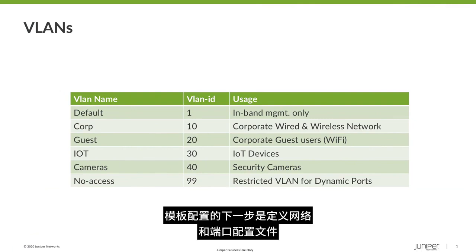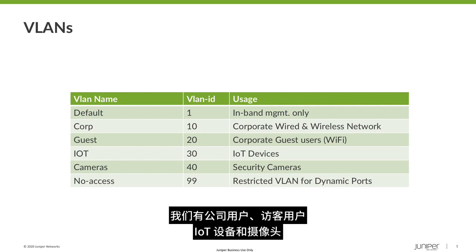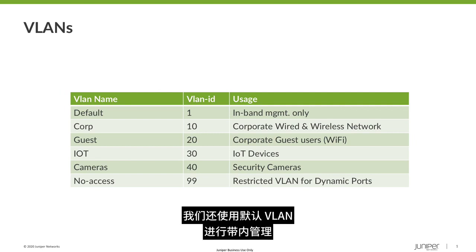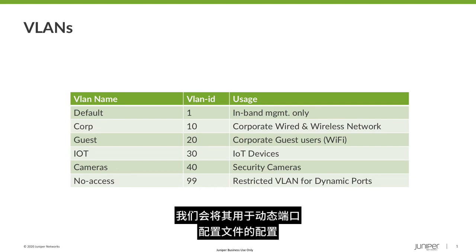The next step in the template configuration is to define the networks and port profiles. So first, just looking quickly at this slide, these are the VLANs that I'm going to define in the network section. We basically have a VLAN for each of the service types. So we have our corporate users, guest users, IoT devices, and cameras. We also use a default VLAN for in-band management, and we have a special VLAN, which I'm numbering as 99, as a restricted use VLAN, which we'll use for the dynamic port profile configuration.